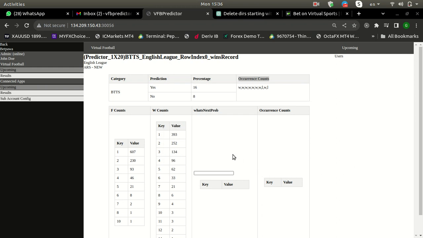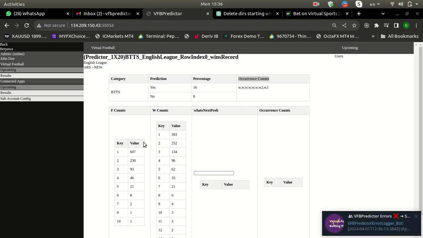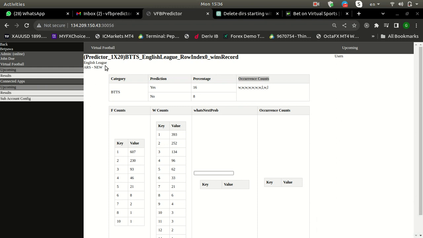So here we have what I am calling the BTTS strategy, the both teams to score strategy. This is a strategy derived from the virtual football predictor app. Under bet power, there's a predictor called 1x2o predictor. I have derived this strategy from that predictor. This strategy deals in betting on the both teams to score market.